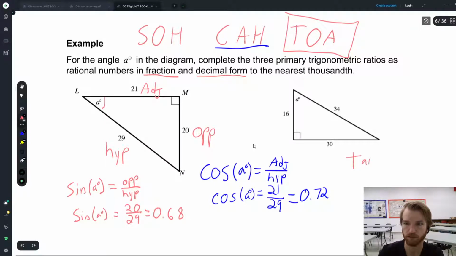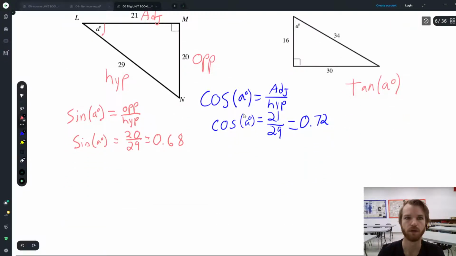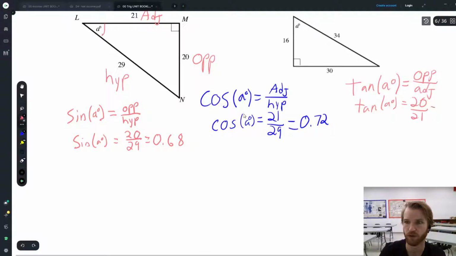Okay, so tan of angle A is equal to, in this case, our opposite over adjacent. So TOA: tan is opposite over adjacent. So tan A, now we just fill it in with our numbers. Opposite is 20 and adjacent is 21. So tangent is 20 over 21. And if we put that into our calculator, 20 divided by 21, we get 0.95.